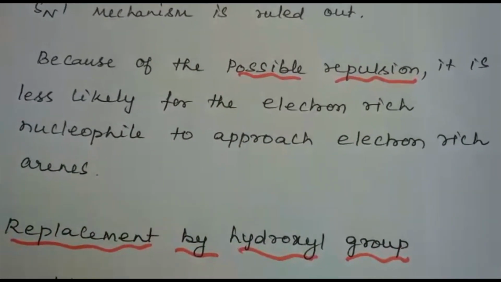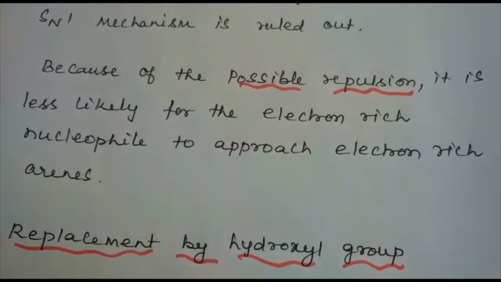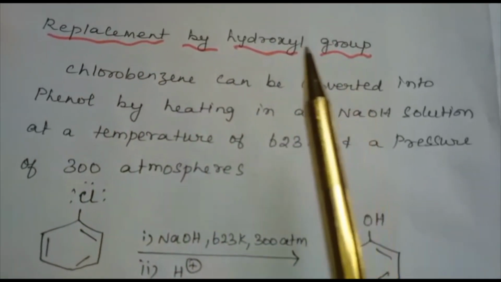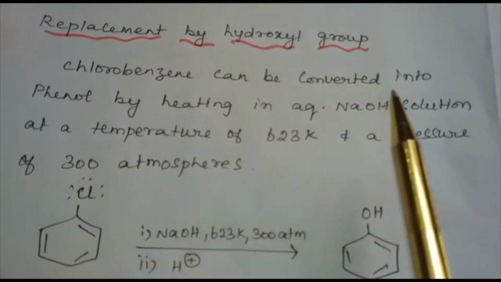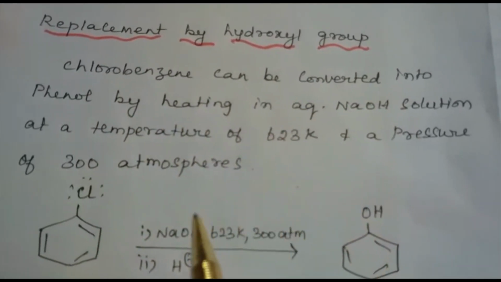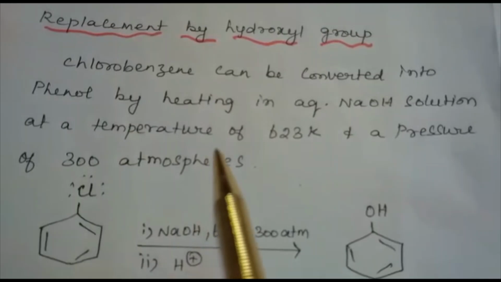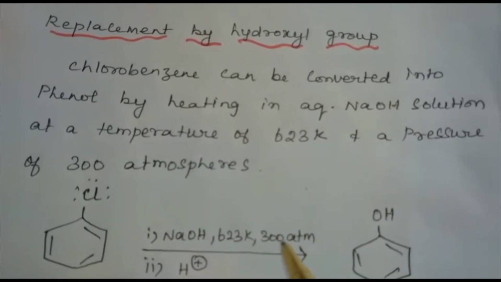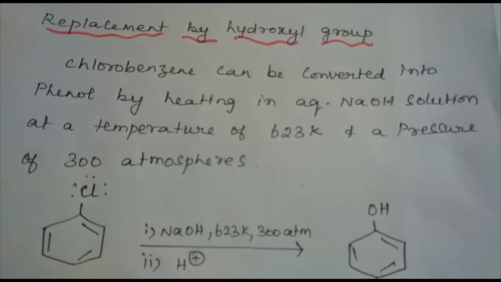And next one is replacement by hydroxyl group. Chlorobenzene can be converted into phenol by heating in aqueous NaOH at a temperature of 623 Kelvin and at a pressure of 300 atmospheres.